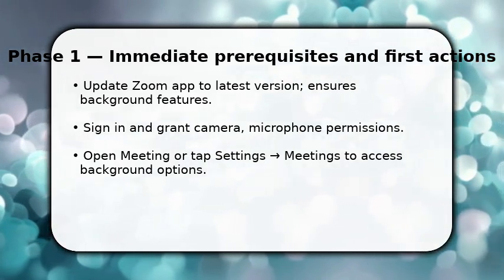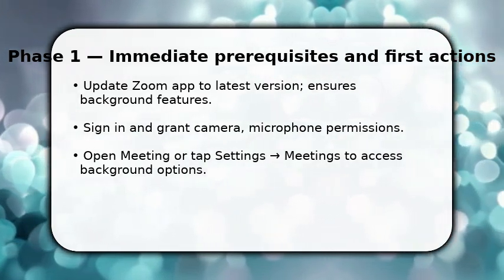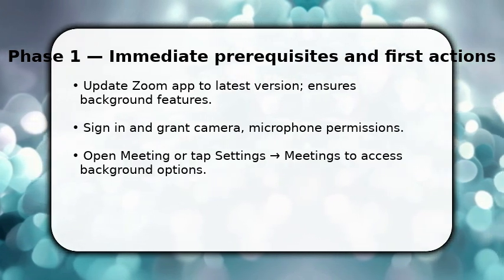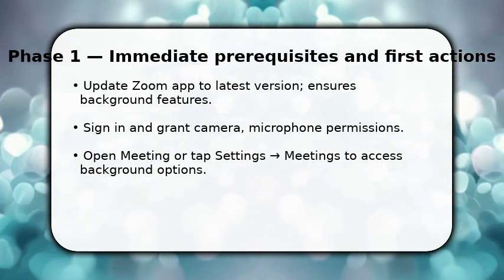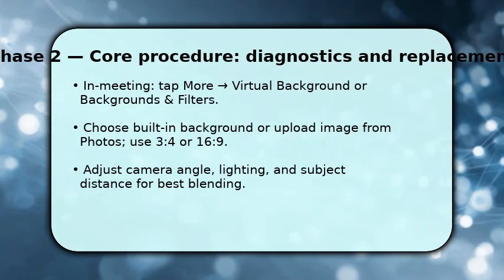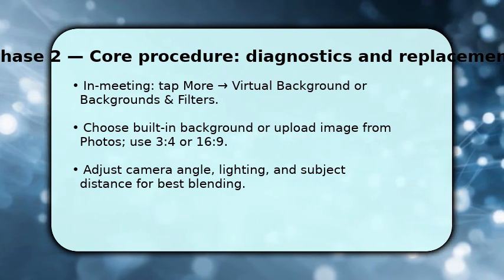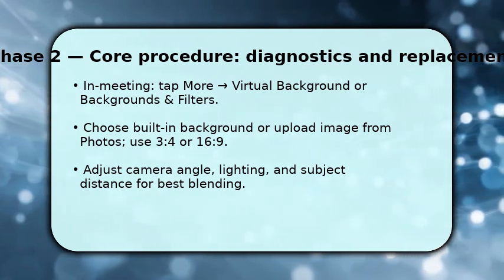Tap Camera Preview so you can see changes in real time. Make sure your phone is steady and well lit, since proper lighting helps the background effect blend more naturally. Once done, join the meeting and tap More, then choose Virtual Background or Backgrounds and Filters to open options.